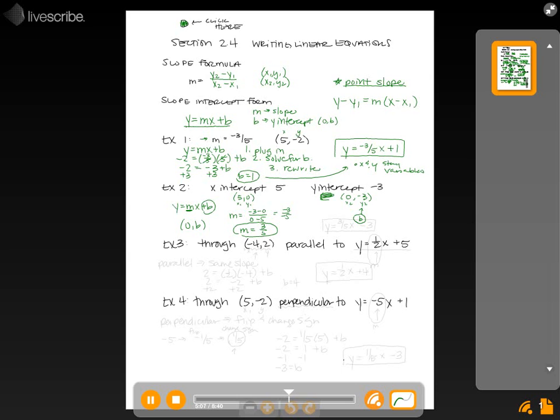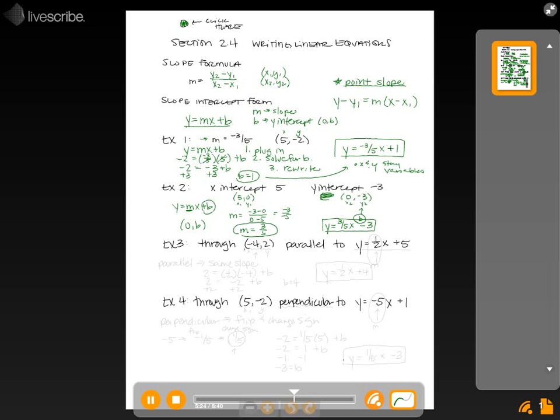So now all we're going to do is plug stuff into our formula. y equals, m is 3/5 x. b is negative 3, so minus 3. There's our answer. y equals 3/5 x minus 3.